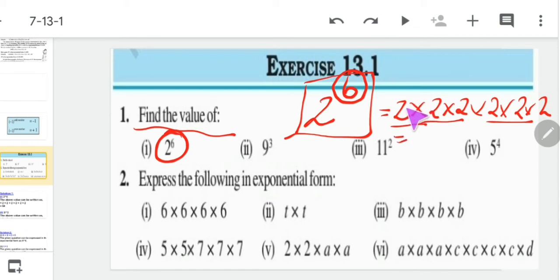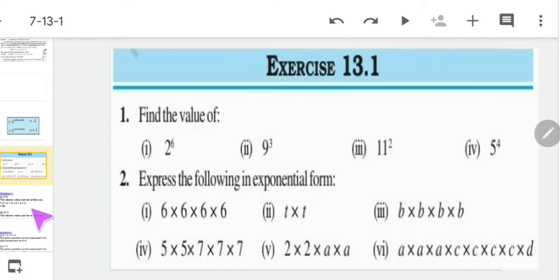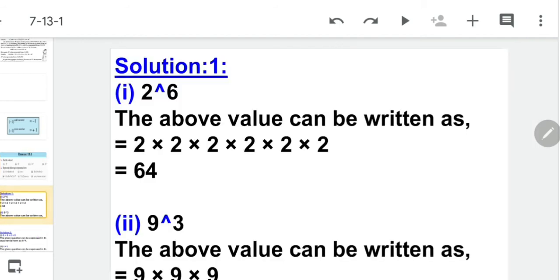After this, we have to find its value and that will be our answer. And we have to do this in all these 4 cases. Let's see how we have to solve it. So we have 2 power 6. That is, we have to write 2 six times and all these 6 twos will multiply each other.